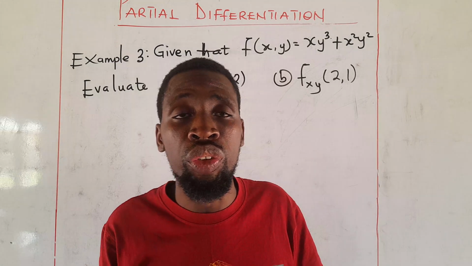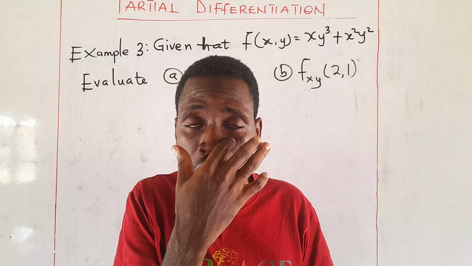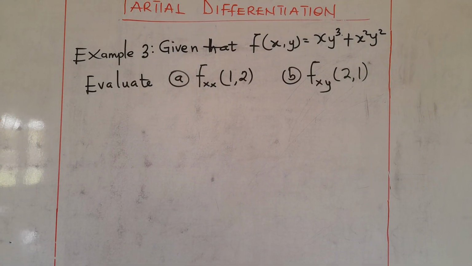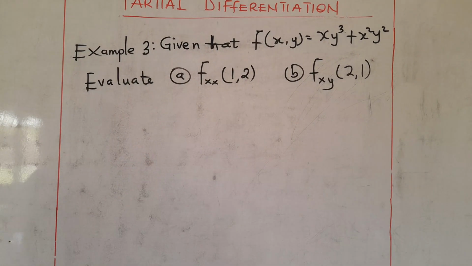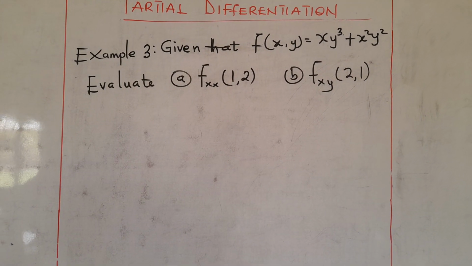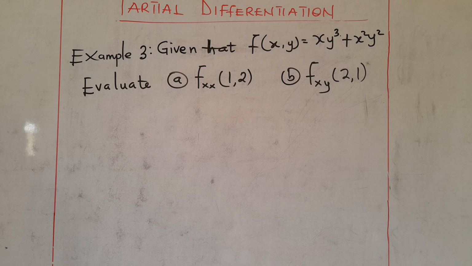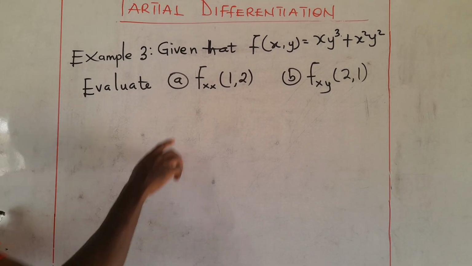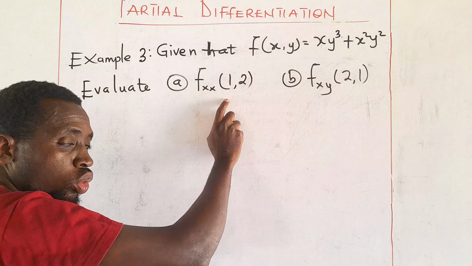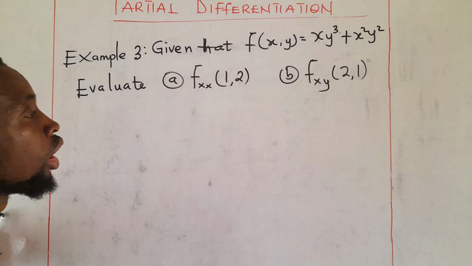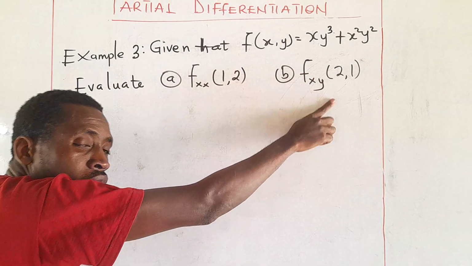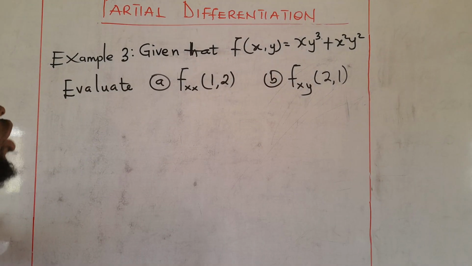Now pause the video and try solving. After that, you compare your answers with mine. Now compare your answers. They say given that a function f dependent on two variables x, y is equal to xy cubed plus x squared y squared, we should evaluate or find the value of partial differentiation of the function with respect to x, then with respect to x at the point 1, 2. And the partial differentiation of the function with respect to x, then with respect to y at the point 2, 1. So how do we do that?